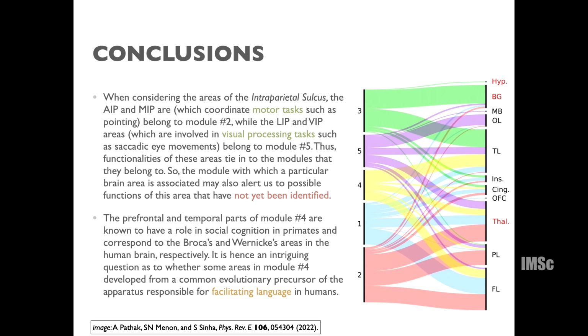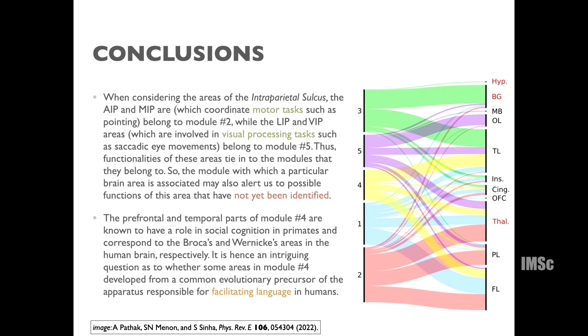And the other part, which is an interesting bit of speculation, is that some areas which belong to module 4 are known to have a role in social cognition in primates, and they correspond to Broca's and Wernicke's areas in the human brain, although monkeys of course do not have that ability. So it raises an intriguing question as to whether these regions might have come from some common evolutionary precursor of these areas, which were obviously responsible for language in humans. This is just something that came out of our study, and it's worth thinking about.